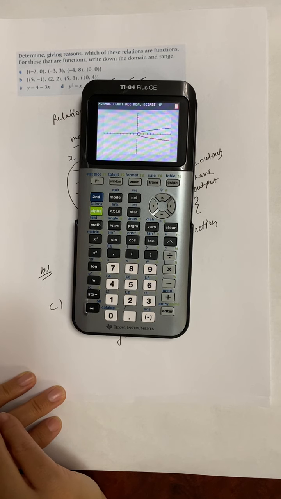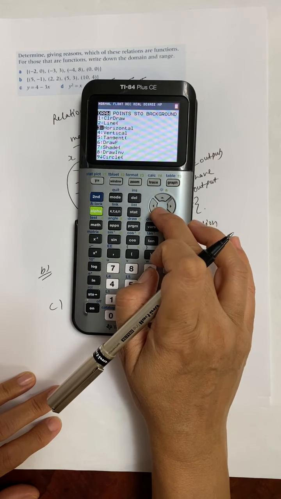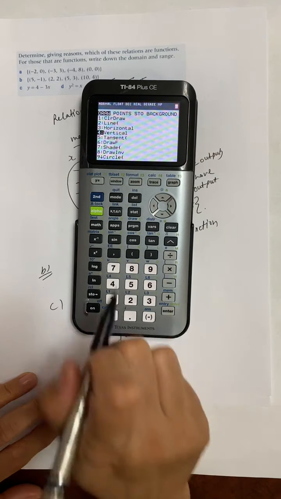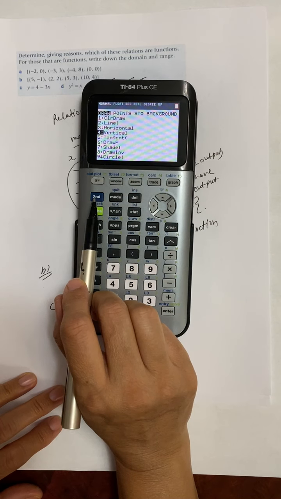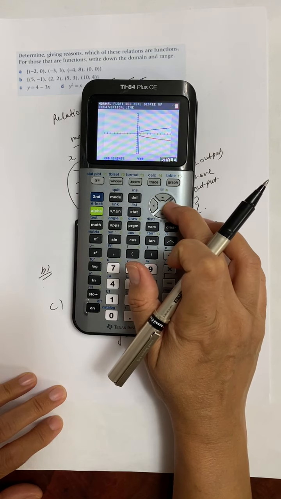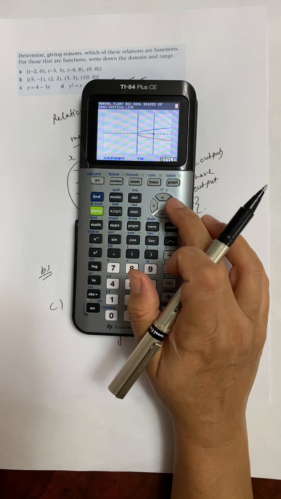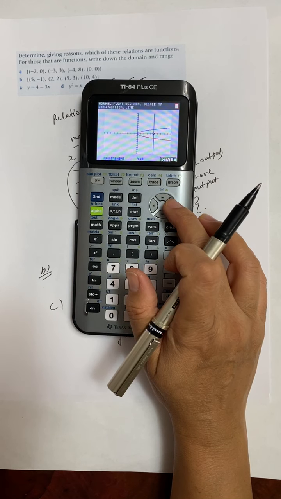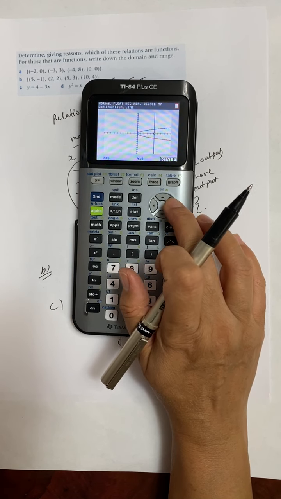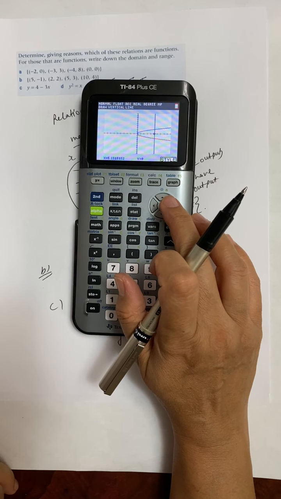Okay, so if I draw again the vertical line, second, draw, vertical. So for drawing a vertical line, I'm going to press second, program, and then enter, and then using these cursors you can see that for a vertical line it has more than one point of intersection, in this case 2, so it's not a function here. Okay, this is one way, the graphical approach.